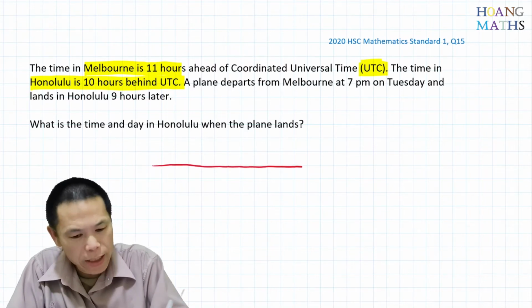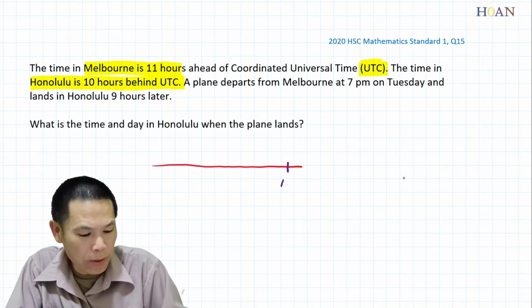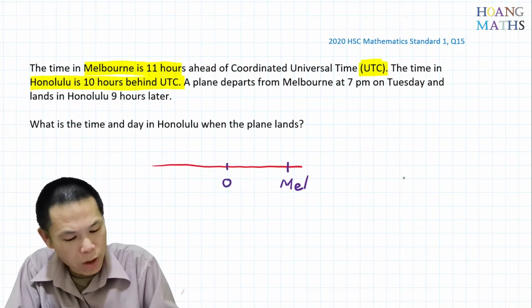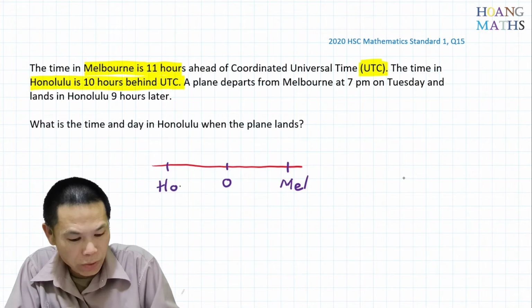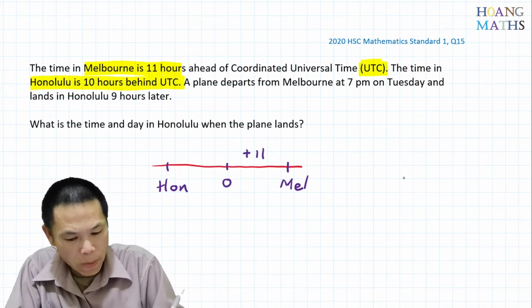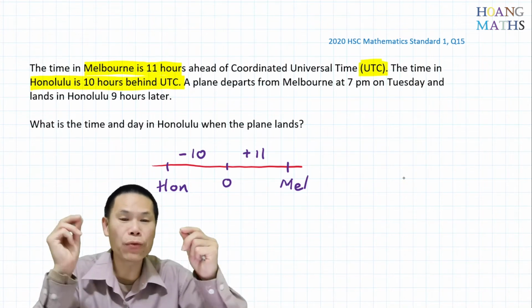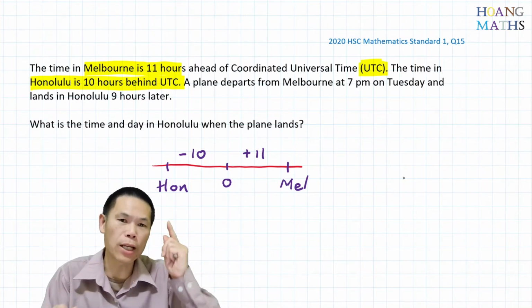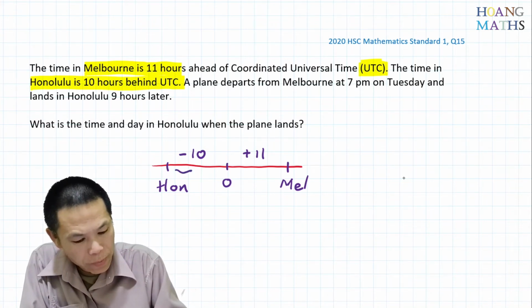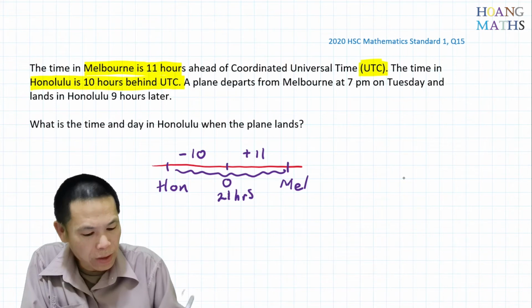Always draw timelines, okay? And we know that Melbourne is east of Honolulu. So this is Melbourne here, and Universal Time is here, 0, and this is Honolulu. The hours for Melbourne is plus 11, and for Honolulu is minus 10. So therefore, the time difference is 21 hours because 11 plus 10 is 21 hours difference, okay? So from here to here is 21 hours difference.